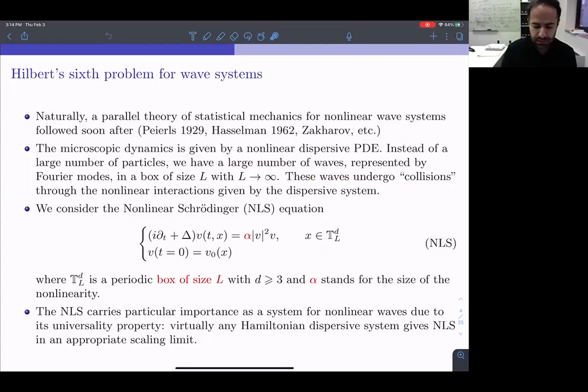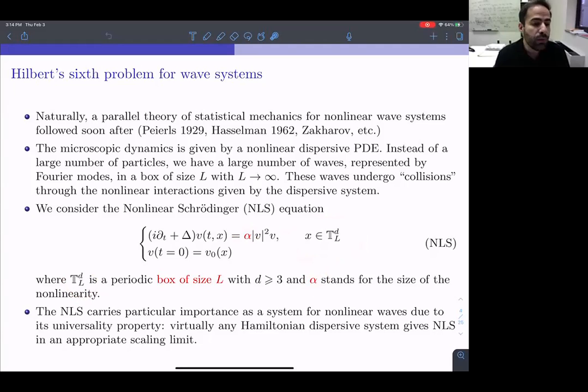So the dispersive system can be quite general, but for us today, we'll consider the nonlinear Schrodinger equation, which is given over here. So it's i dt plus Laplacian of v is equal to alpha |v|^2 v. This alpha is inserted over here basically to quantify the size of the nonlinearity. So alpha will stand for the size of the nonlinearity, and the PDE is posed on a box of size L with periodic boundary conditions. As such, I would denote this box by T^d sub L, okay? So it's a torus of size L, if you like. Okay, and the dimension is greater or equal to 3.